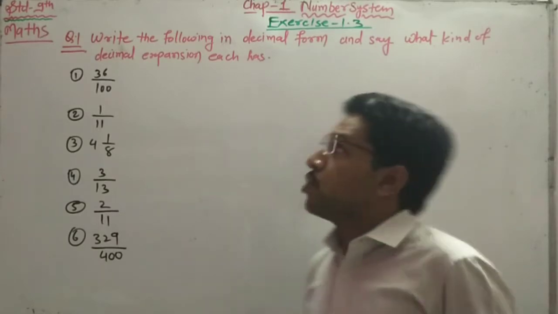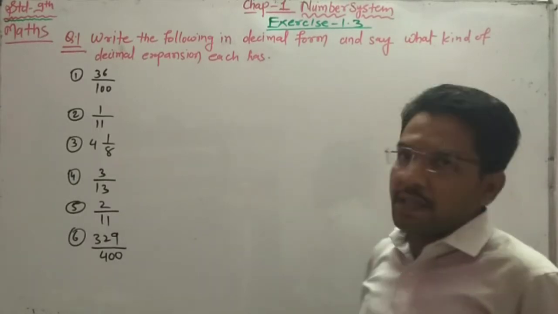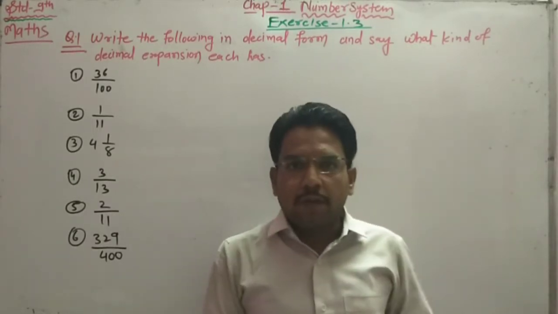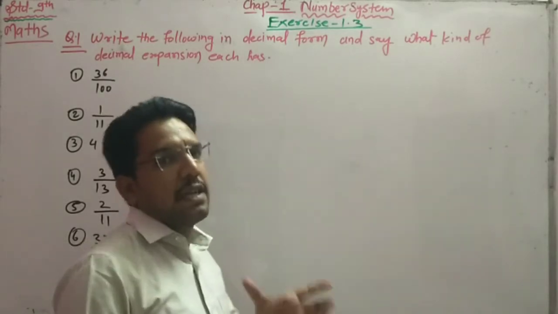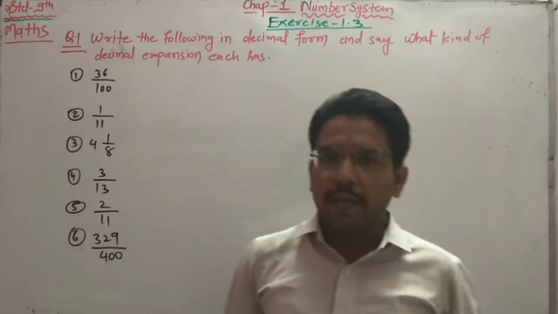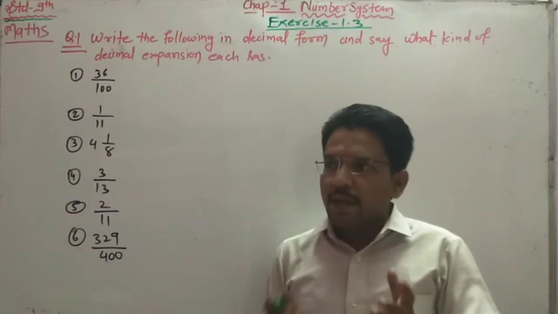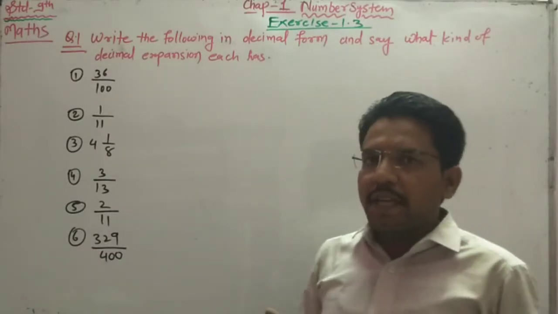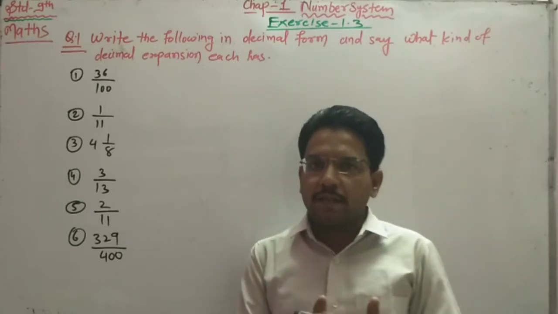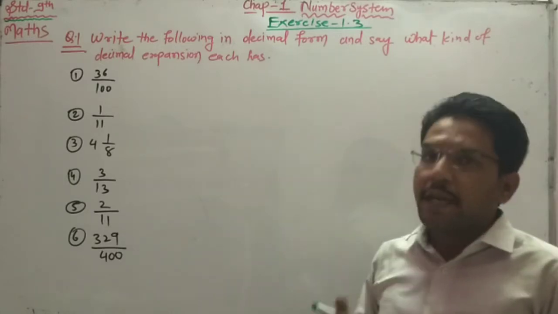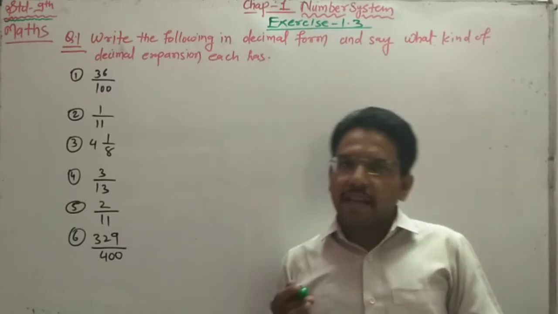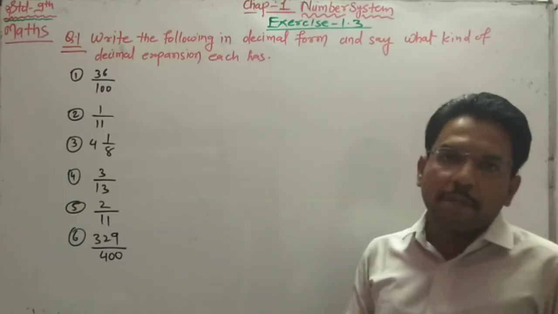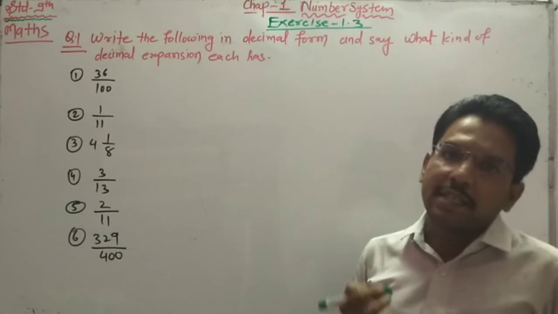Today we are going to solve exercise 1.3 with the topics of previous videos. In previous videos we have seen terminating and non-terminating recurring decimals. In terminating, what did we see? When in the decimal expansion, that is, in division, the remainder becomes zero, then it is terminating, and if the remainder does not become zero, it means that it is non-terminating.